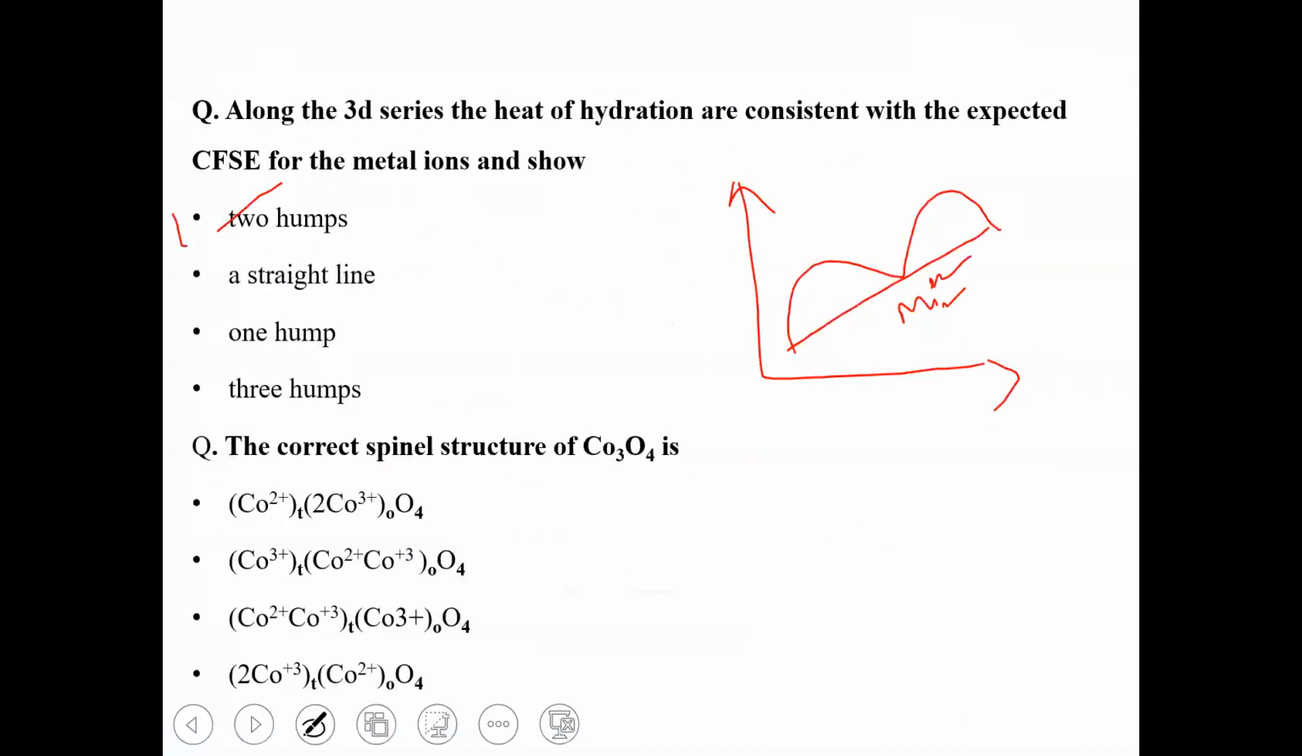and the correct spinel structure of Co3O4. Okay. So first you have to determine whether it is a normal spinel or inverse spinel, and if you have that information, you can easily choose the right option. Okay. So tell me, this Co3O4, is it an inverse spinel structure or normal spinel?